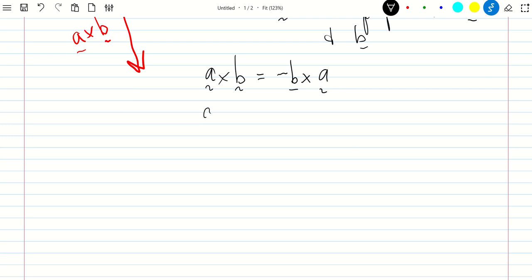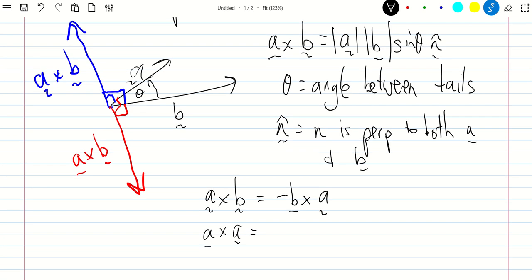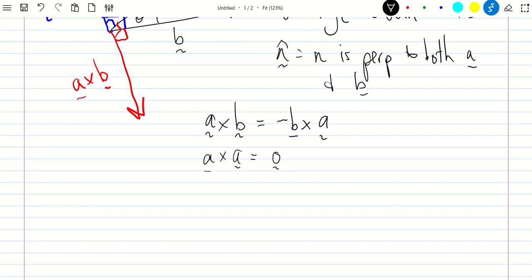Another property is if you've got the cross product of a vector with itself, the sine theta, the angle between, will be 0. Sine of 0 is 0, and so the actual cross product will be the 0 vector. Remember, you get a vector as an answer, unlike the scalar product. Similarly, if you take the cross product of A with the 0 vector, you also get the 0 vector.